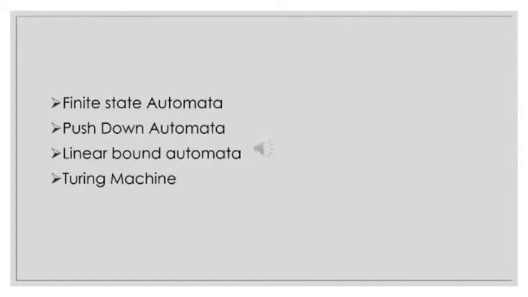The automata is broadly classified into four parts: finite automata, push-down automata, linear bound automata, and Turing machine. So now first we are going to discuss this finite automata.